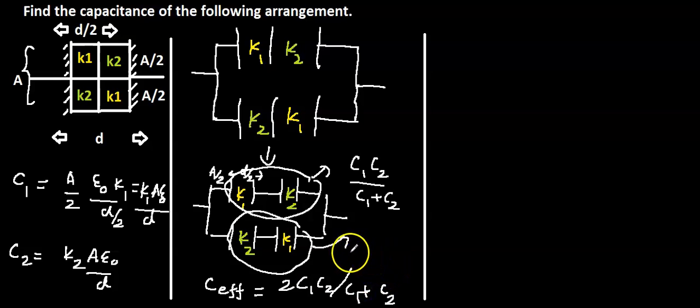And this seems to be our answer, but wait, there is one more way I could have done this. Why did I have to divide the capacitor along this axis? I could have done the same along this axis, right? So let's see, it should give us the same answer. I'm going to break down the single capacitor into two capacitors first.